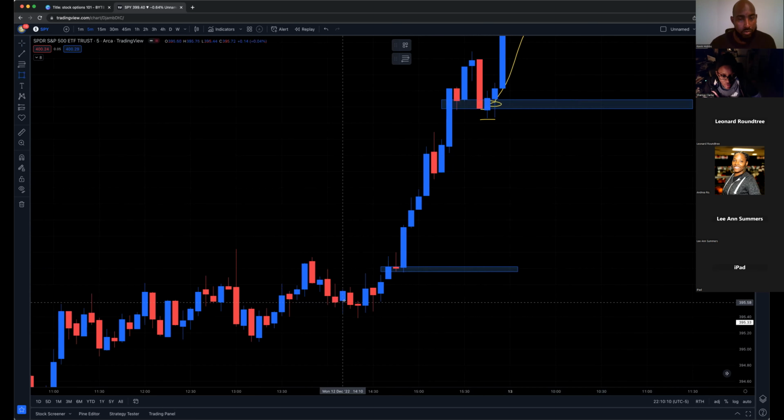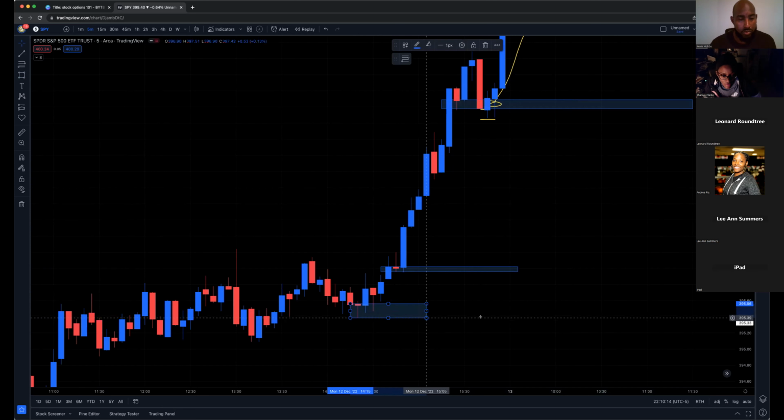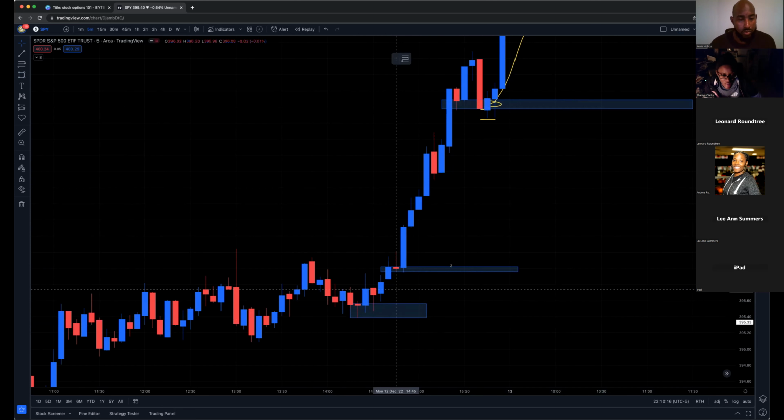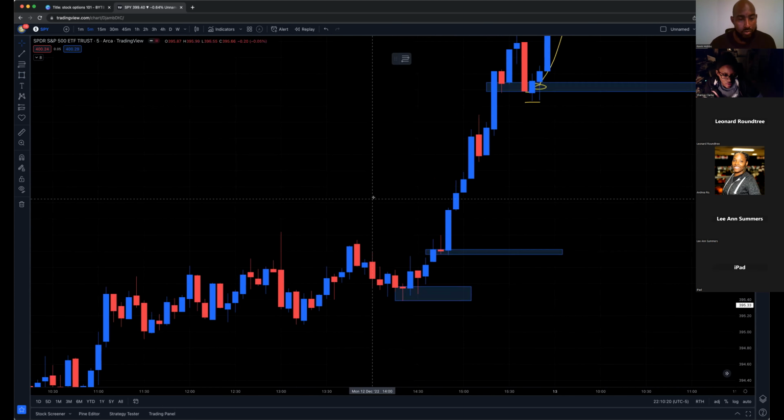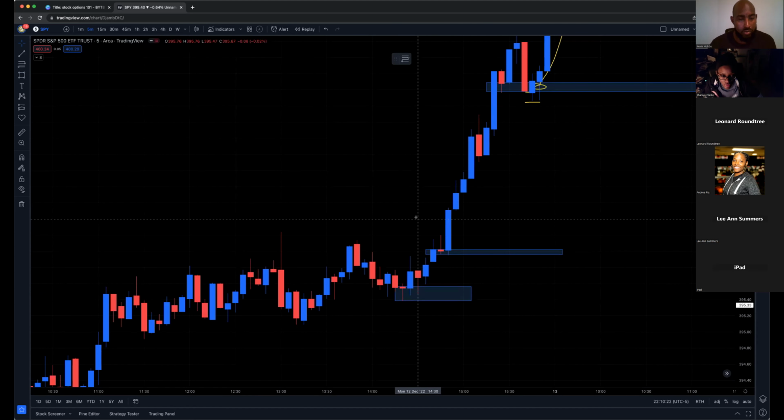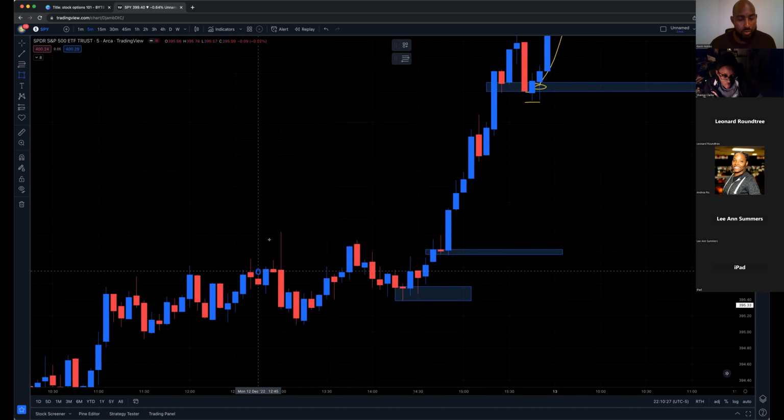Another drop base rally structure right here. Okay, so you're really just looking for small basing candles. Again, I'm using the 5-minute because you can kind of just see them very clearly here. You don't always want to use them, but they're significant.